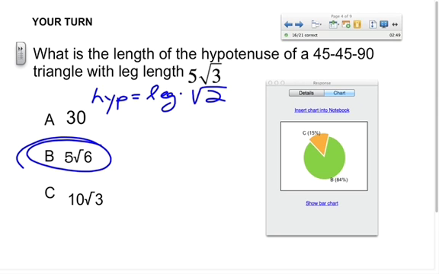In this problem, you're told that the leg is 5 radical 3. So you take that 5 radical 3, you multiply by radical 2, realize the only thing that you can simplify here is the 2 radicals being multiplied together. Please realize you can only simplify together what's inside or what's outside. You can't simplify what's outside with what's inside. They don't play nicely together.